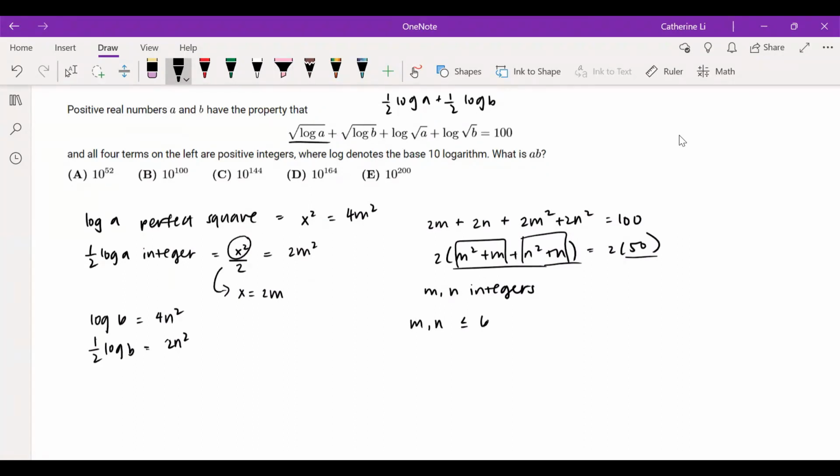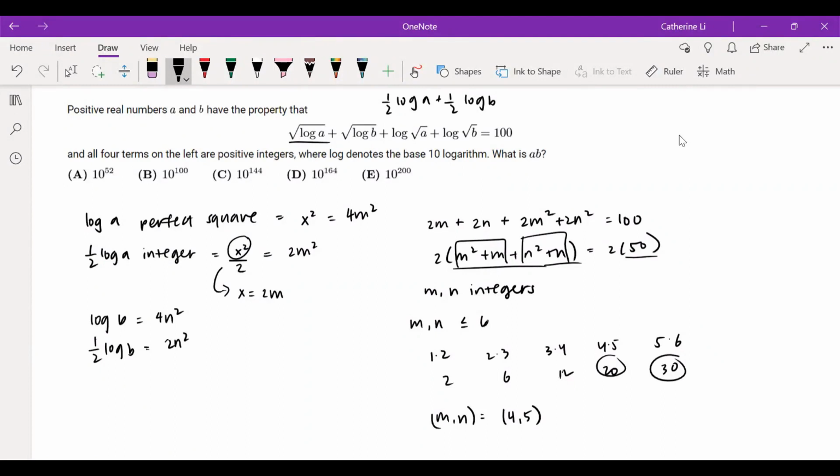So we just have to list out the possibilities for what this sum can be. So m squared plus m or n squared plus n can be 1 times 2, 2 times 3, 3 times 4, 4 times 5, or 5 times 6. And this is 2, 6, 12, 20, and 30. And we pick the two that can add up to 50, and immediately we see 20 and 30 work. So that means that we have m and n are equal to 4 and 5 in some order.